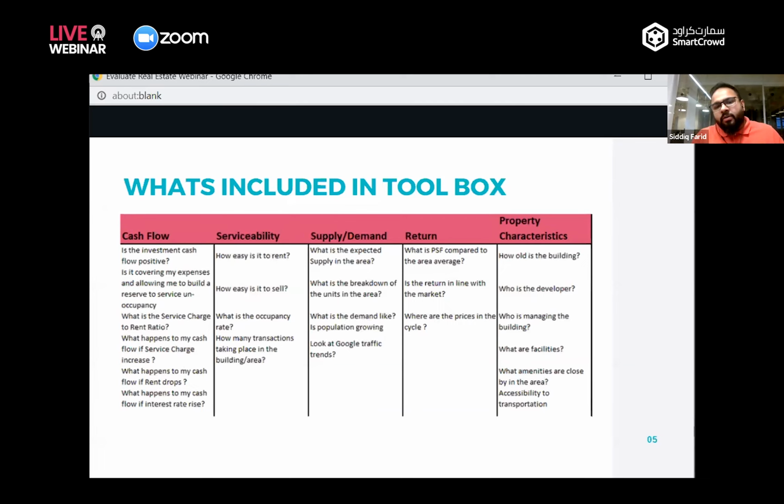And that's what we do at SmartCrowd. We have a scoring mechanism where we look at different things. Within the cash flow, we have different components broken down, and we have different weightage and scoring system to come up with the overall score on the investment.